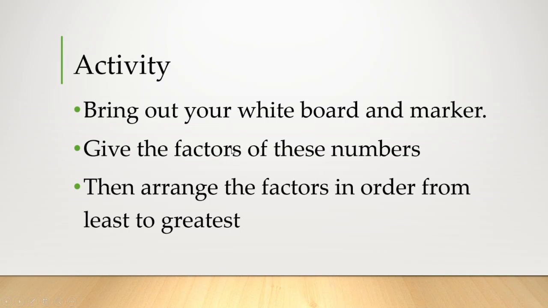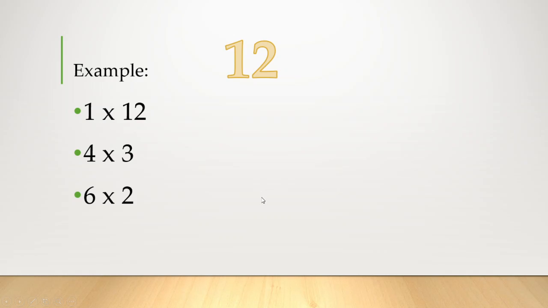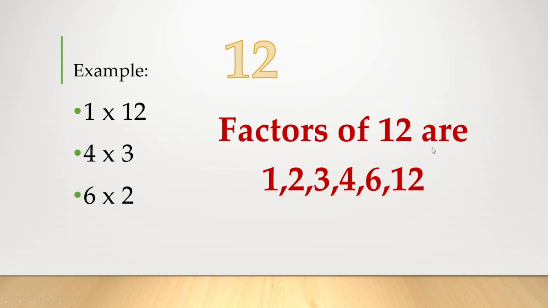If you have your whiteboard with you, with your marker, give the factors of the numbers. Then arrange the factors in order from the least to greatest. Okay? Arranging the factors. So, let's have this one. Example, 12. What are the factors of 12? 1 times 12, 4 times 3, 6 times 2. So the factors of 12 are 1, 2, 3, 4, 6, and 12.